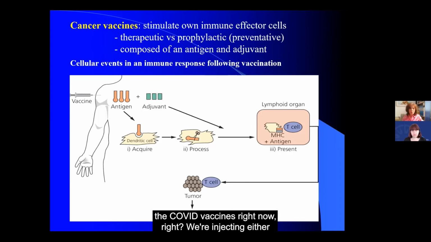We're injecting either RNA to make viral protein or DNA to make viral protein, parts of the protein. We're not injecting virus, we're injecting part of a viral protein that we want our immune system to recognize and then be able to defend ourselves against.